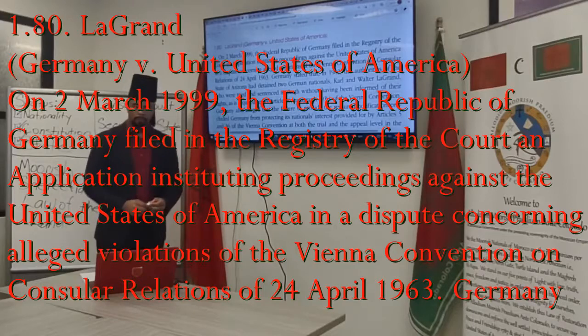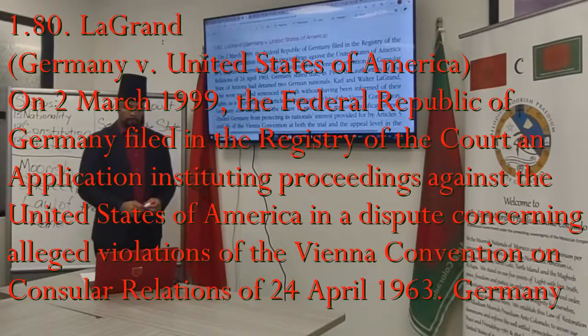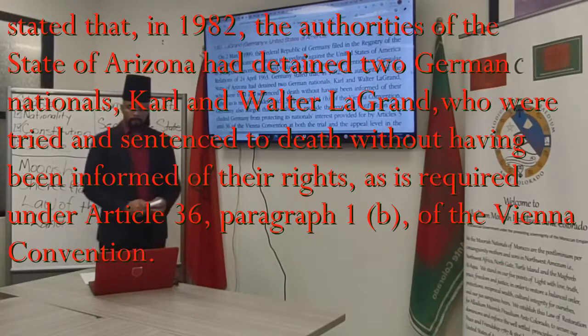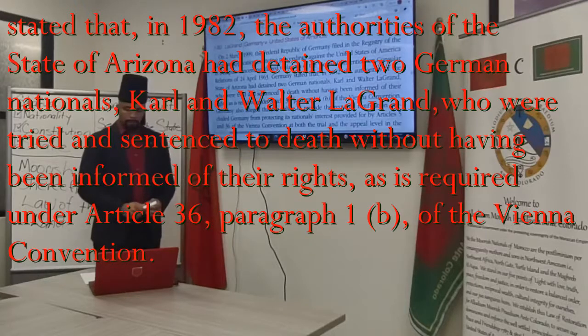LaGrand, Germany versus United States of America. On 2nd March 1999, the Federal Republic of Germany filed in the registry of the court an application instituting proceedings against the United States of America in a dispute concerning alleged violations of the Vienna Convention on Consular Relations of 24 April 1963. Germany stated that in 1982, the authorities of the state of Arizona had detained two German nationals, Karl and Walter LaGrand, who were tried and sentenced to death without having been informed of their rights, as is required under Article 36, Paragraph 1 of the Vienna Convention.